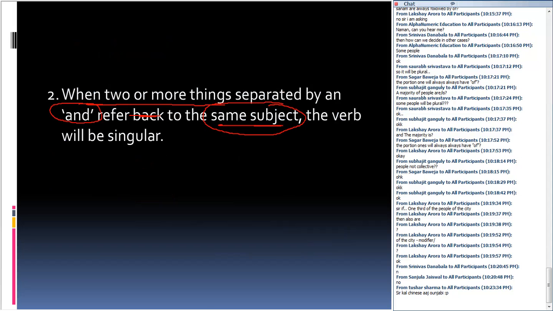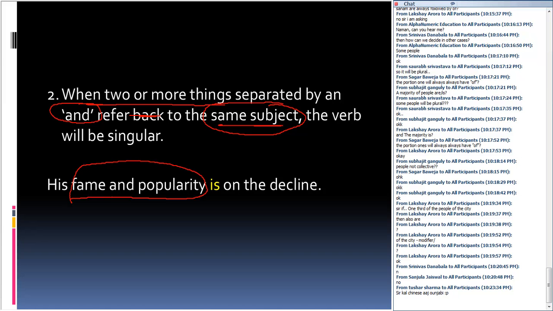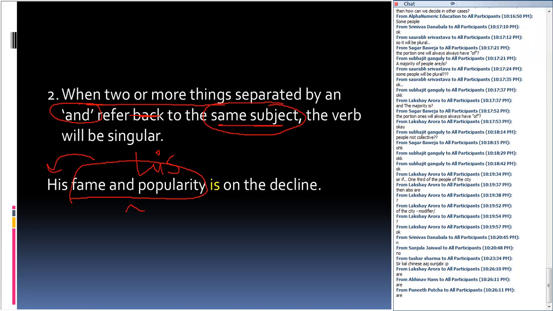Let me just show you with an example. See, his fame and popularity, not are on the decline, because fame and popularity ये दोनों किसके हैं? एक ही पर्सन के हैं. Okay, but normally what we do is, अगर ऐसे लिखा हो his fame and his popularity, अगर यहाँ पे वापस his आ जाए ना, then what will happen? R होगा.